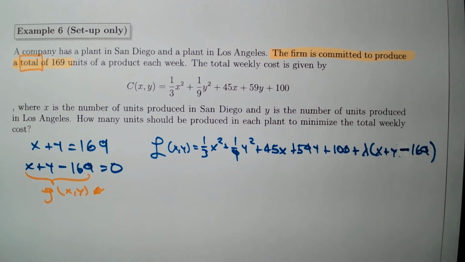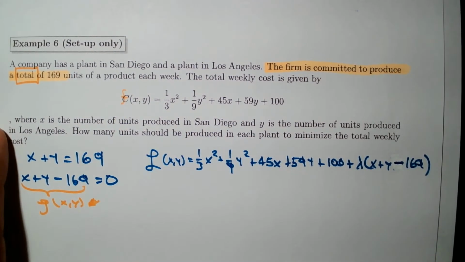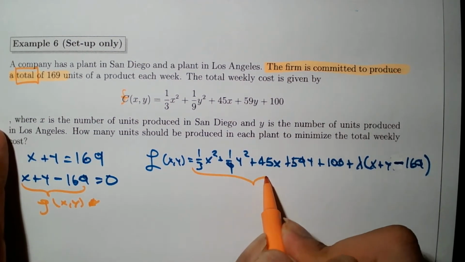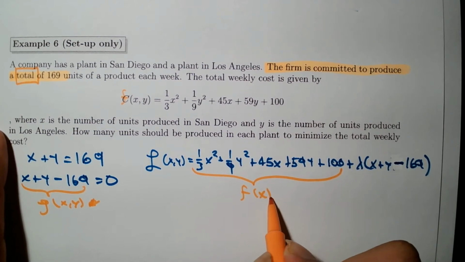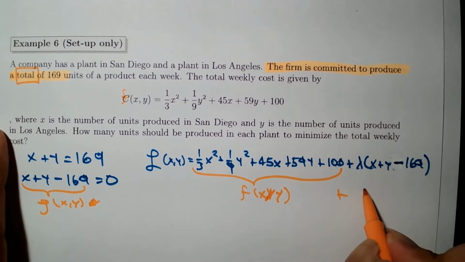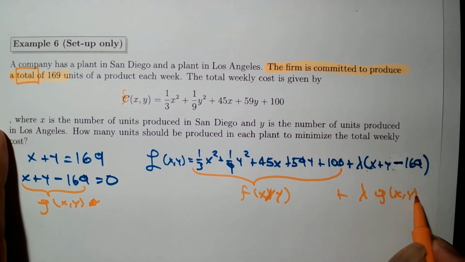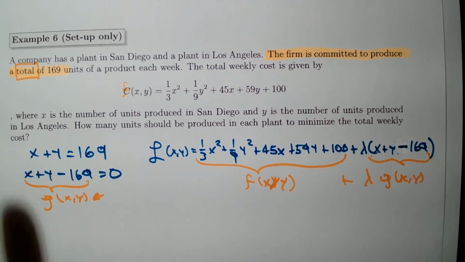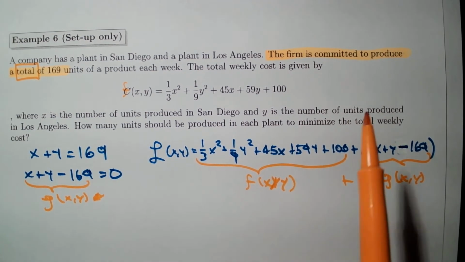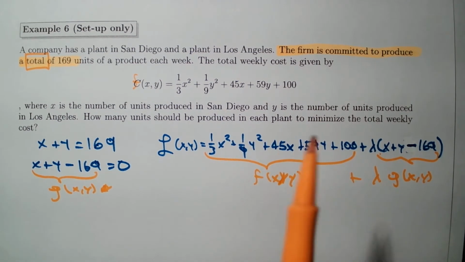our g of xy. In this case, the Lagrangian, if you will, this is f of xy or c of xy. In this case, they use the letter c for cost, xy plus lambda times g of xy. This is how we will form the Lagrangian function. And then, of course, from there, take the corresponding partial derivatives and combine the equations to find x and y.